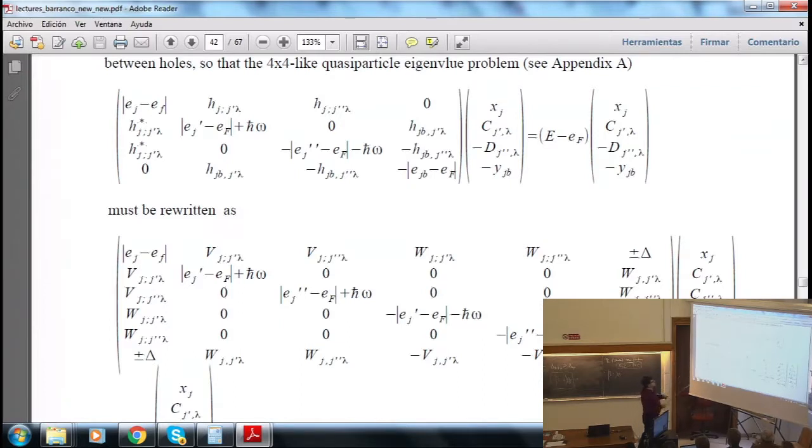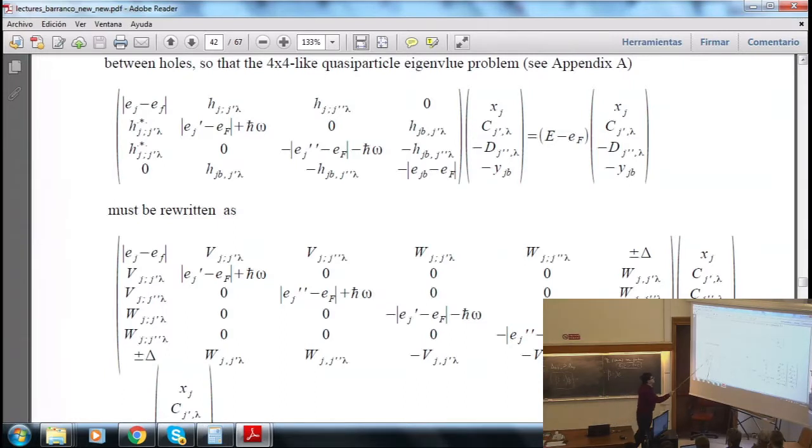For example, if you put to zero all the particle vibration coupling, you recover immediately the BCS equation. Or if you eliminate the pairing gap in such a way that particles and holes are well defined, you recover immediately the particle vibration coupling problem that we had the other day. So this is a plausible scheme for treating together pairing and particle vibration coupling in a consistent way.